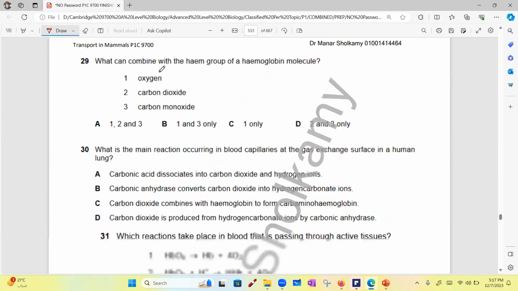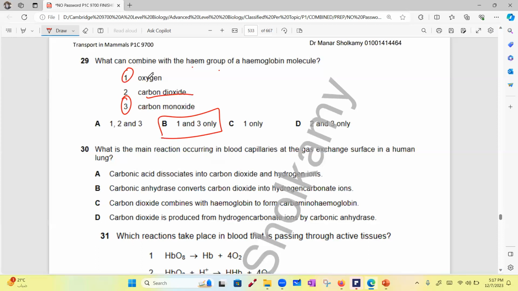Now we want to finish. What can combine with the heme group of the hemoglobin molecule? I think we did this in class. What are the two molecules that compete with each other? Mariam. C? What did you say? B. B, 1 and 3. Yes, of course. Carbon dioxide binds to the hydrogen in the amine group. So it's 1 and 3.